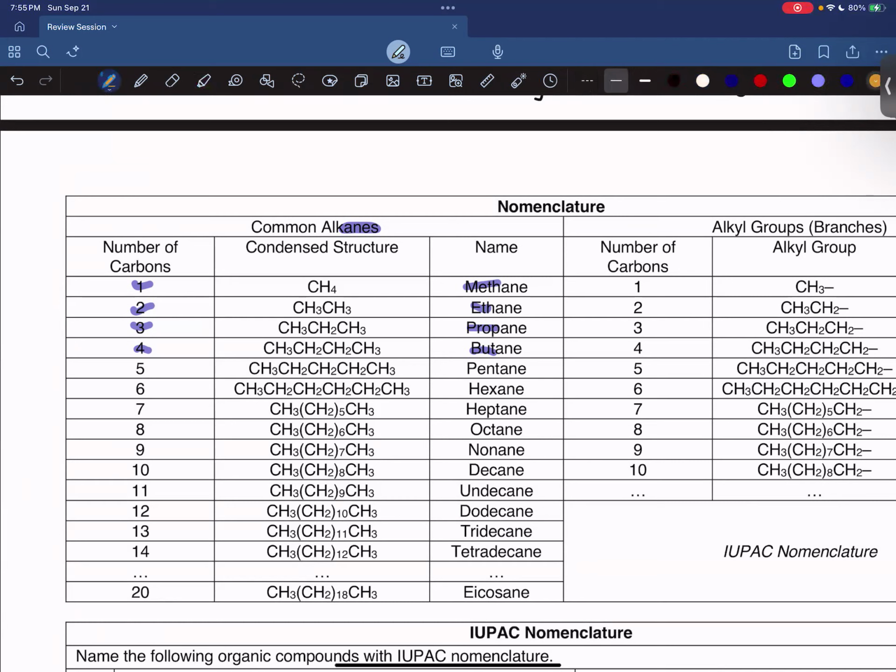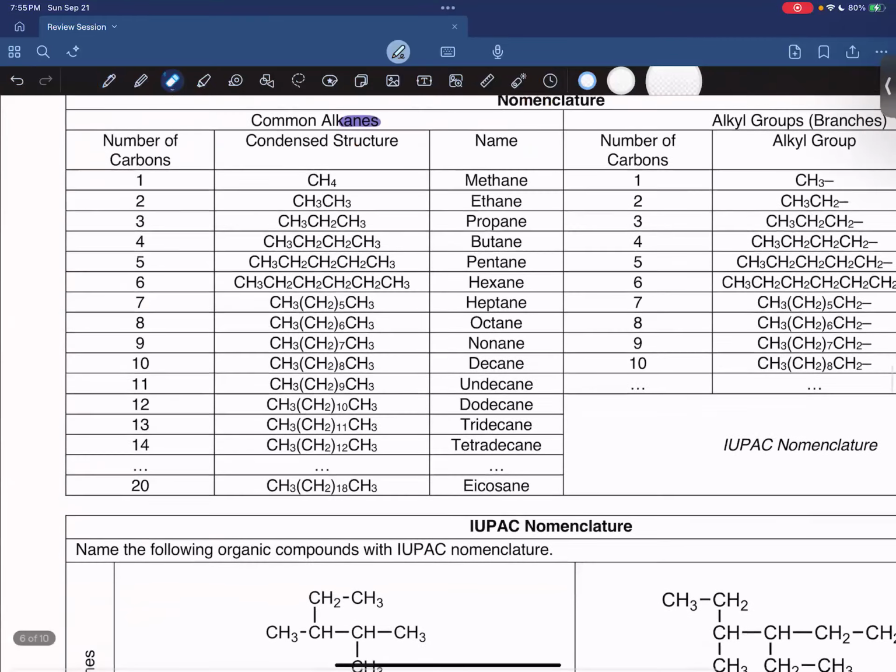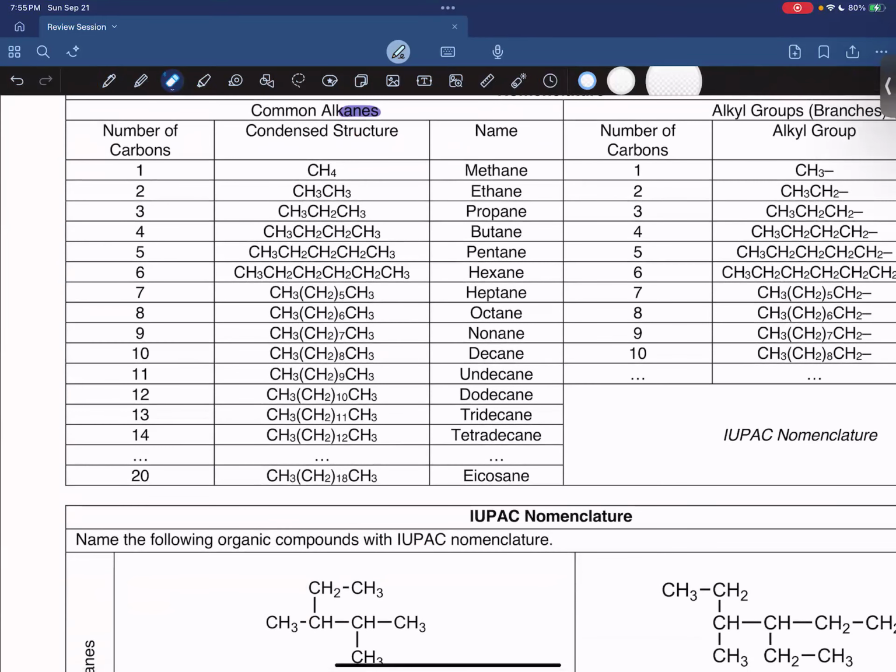So I can write that down because that is pretty helpful sometimes. It saved me on the first exam. So monkeys eat purple bananas. Okay, let me quickly get this. My first time using this thing here. This is interesting. But yeah, it's just the regular naming of the parent function. So put your prefix, put your suffix. It's going to be ending in ane if it's just an alkane, single bonded carbon only.